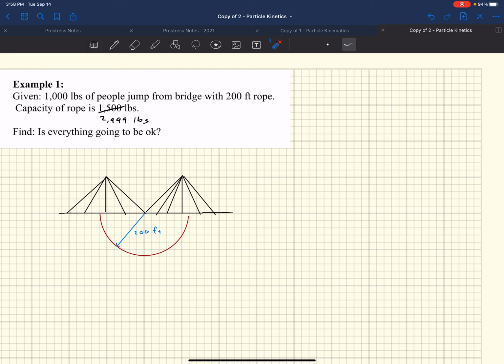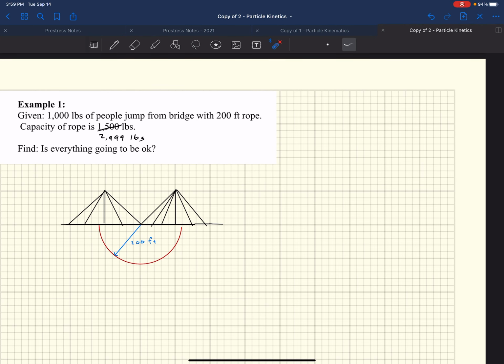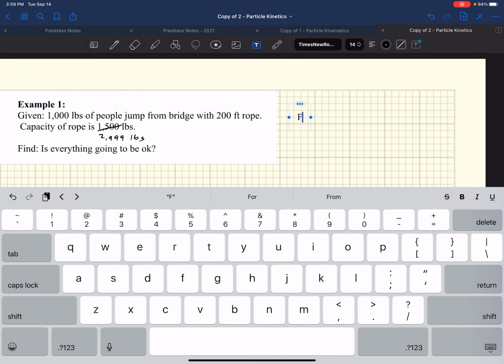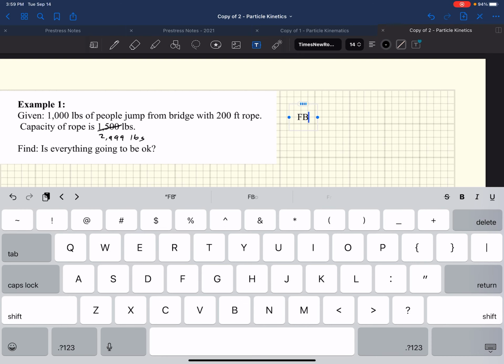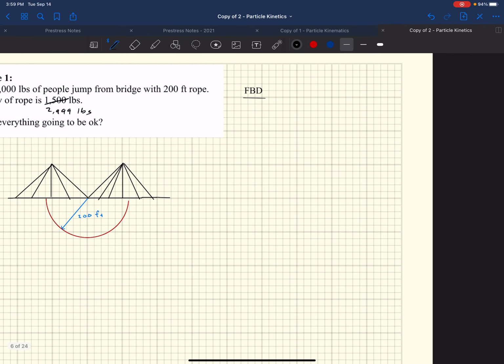Alrighty. So, how do we solve this problem? Great. Stick to our method here. Our method is we start out with a free body diagram. Every time. Okay. Not a lot in this free body diagram, but enough to help us out here. We have isolated mass. That's 1,000 pounds of people. My favorite thing to write every time is going to be, we have mass times gravity acting down.